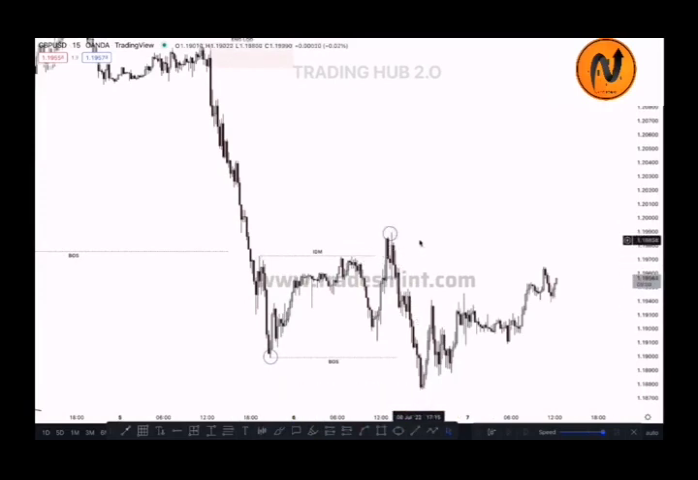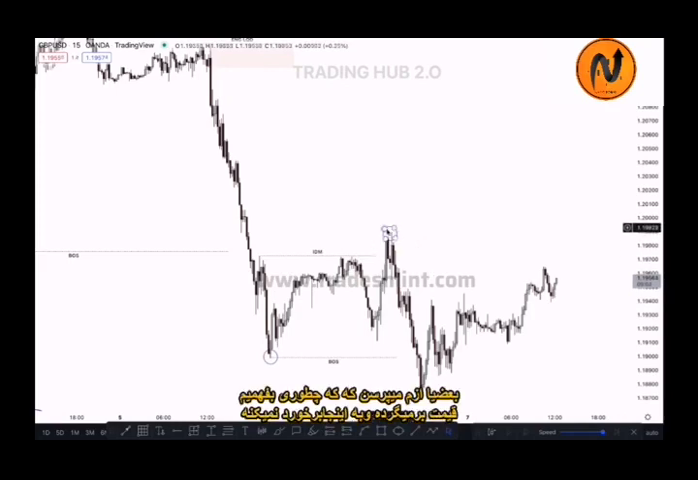Some people ask me how we identify that price will reverse here and will not tap here. You have to switch to a lower time frame to see how price is actually developing.